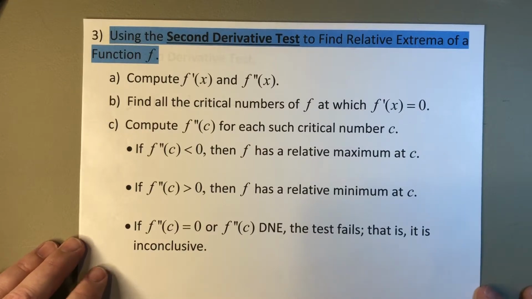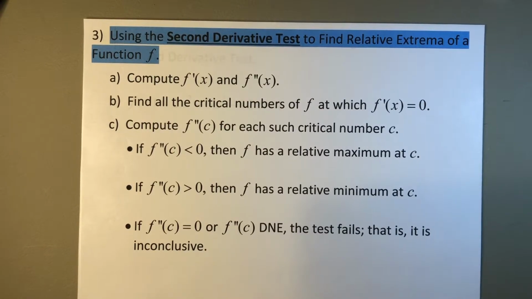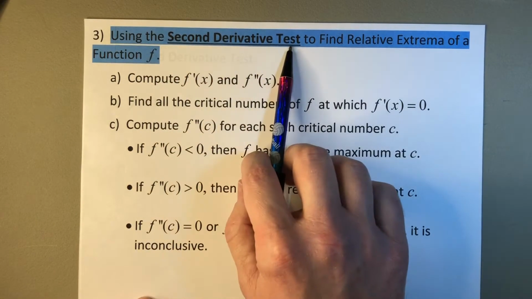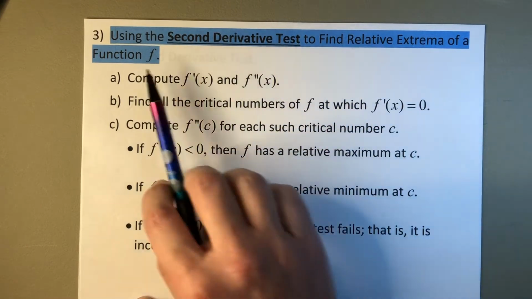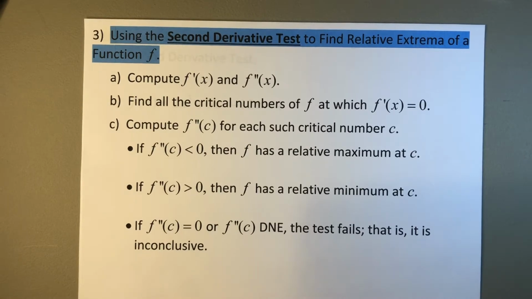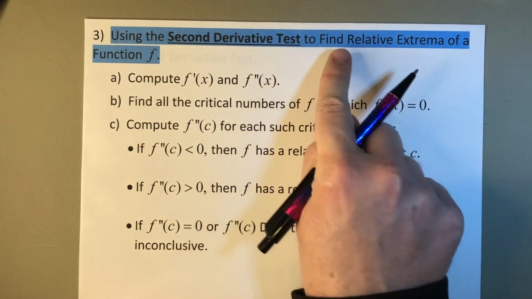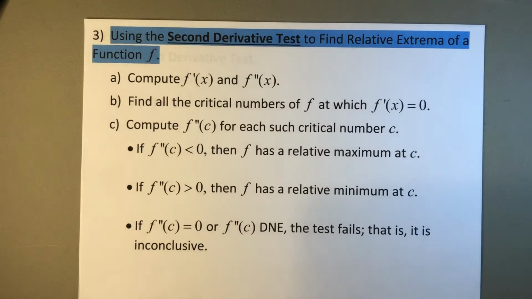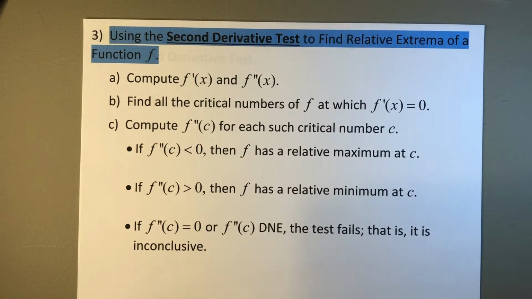Final part of section 10.2, the most thrilling section of them all in Math 129. Okay, using the second derivative test to find relative extrema of a function f. Now, we've already talked about the first derivative test. The first derivative test did what for us? It found relative extrema. The second derivative test does exactly the same thing. It will help us find relative maximums and minimums. The outcome is the same, but the process is different.